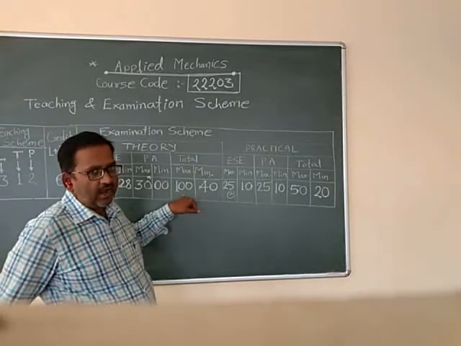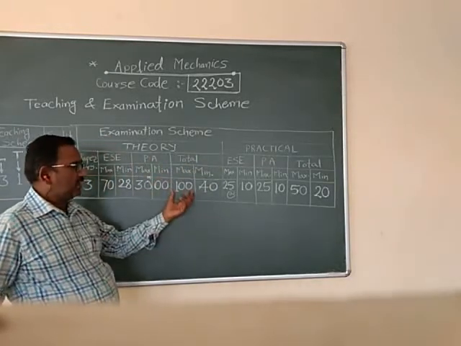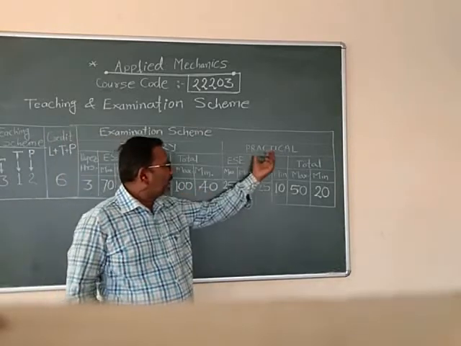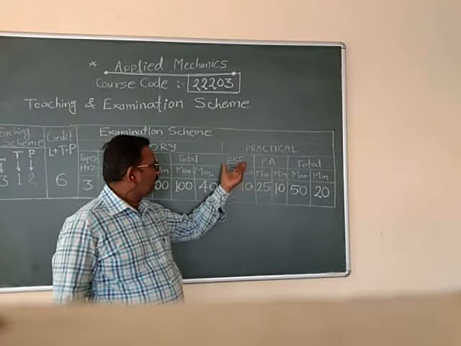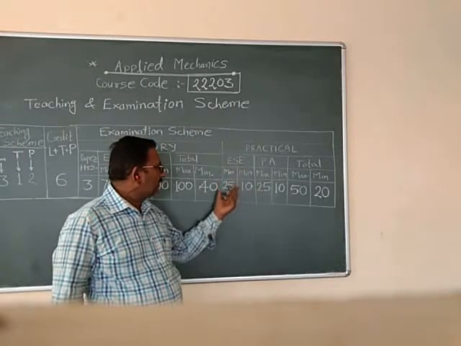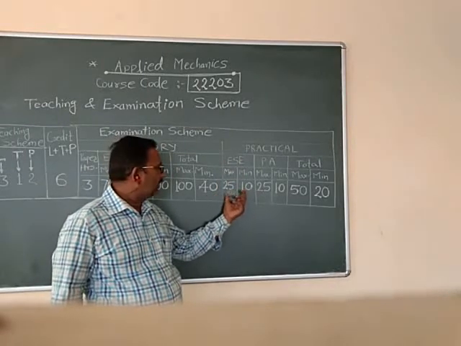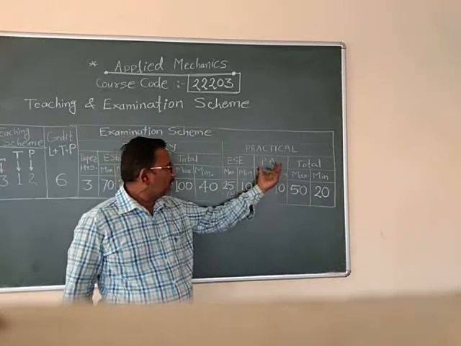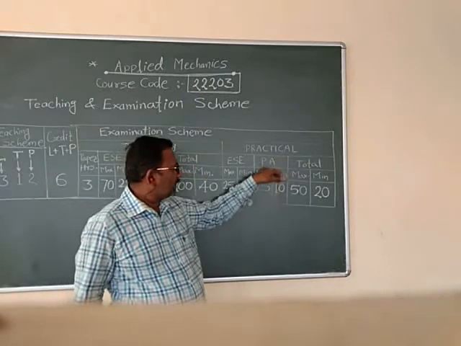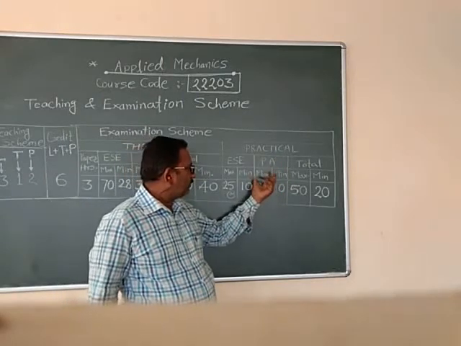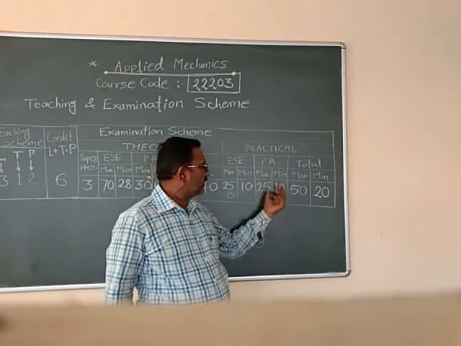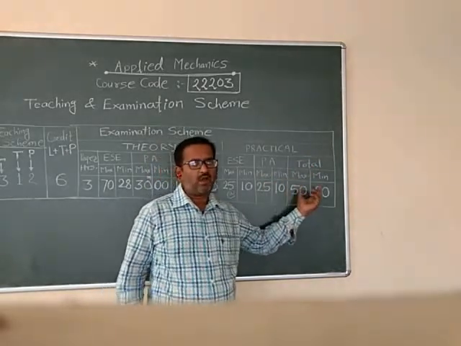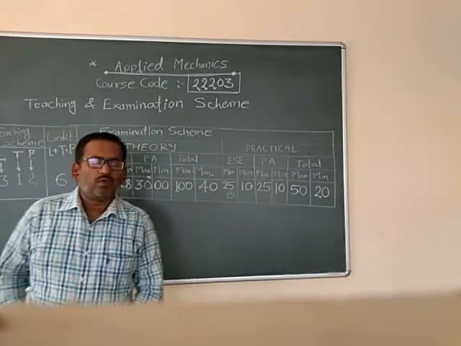Total marks for the theory portion is 100. In that you have to take a minimum of 40 marks. In the practical examination scheme, there is a 25 marks internal practical exam and a minimum of 10 you have to take. In progressive assessment, for a maximum of 25 marks, you have to take a minimum of 10 marks. In this way, out of a total of 50, you have to take 20 marks.